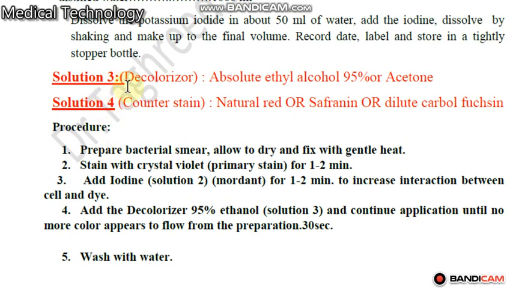Solution number 3 is called the decolorizer. Why is it called by this name, decolorizer? Because it removes the color from the bacteria. The decolorizer in Gram stain is ethanol at a concentration of 95%.